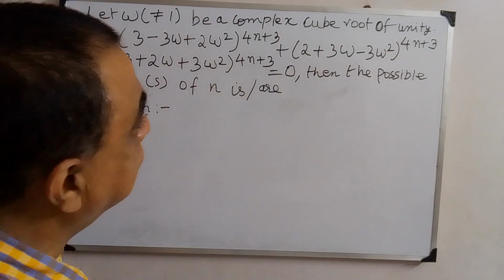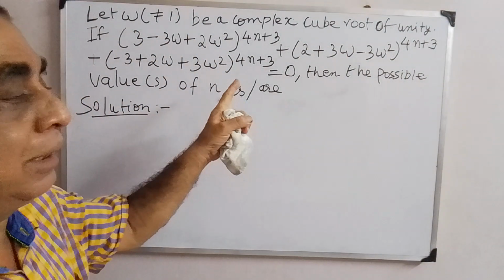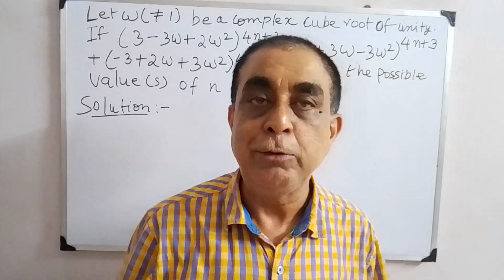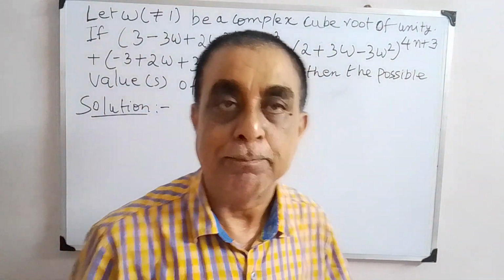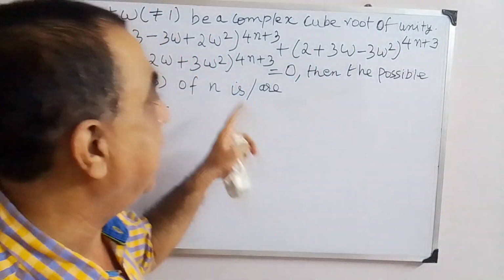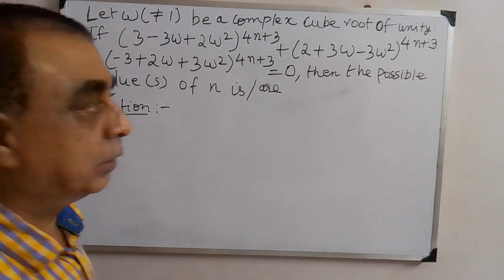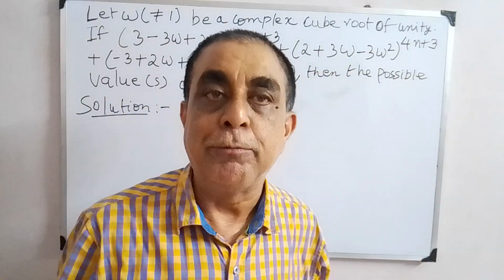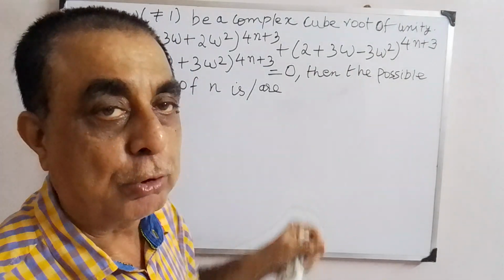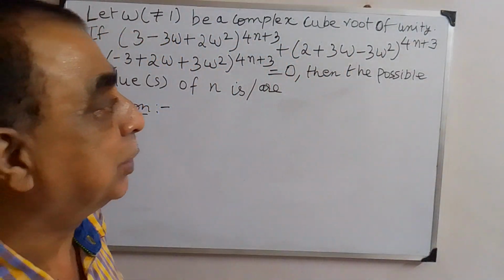So here n is an integer, and the possible values of n are given as 5 values: 1, 2, 3, 4 and 5. From these 5 values we have to find out which values of n will satisfy this equation. There may be more than one value of n that satisfies this equation, so we have to find all those values of n.